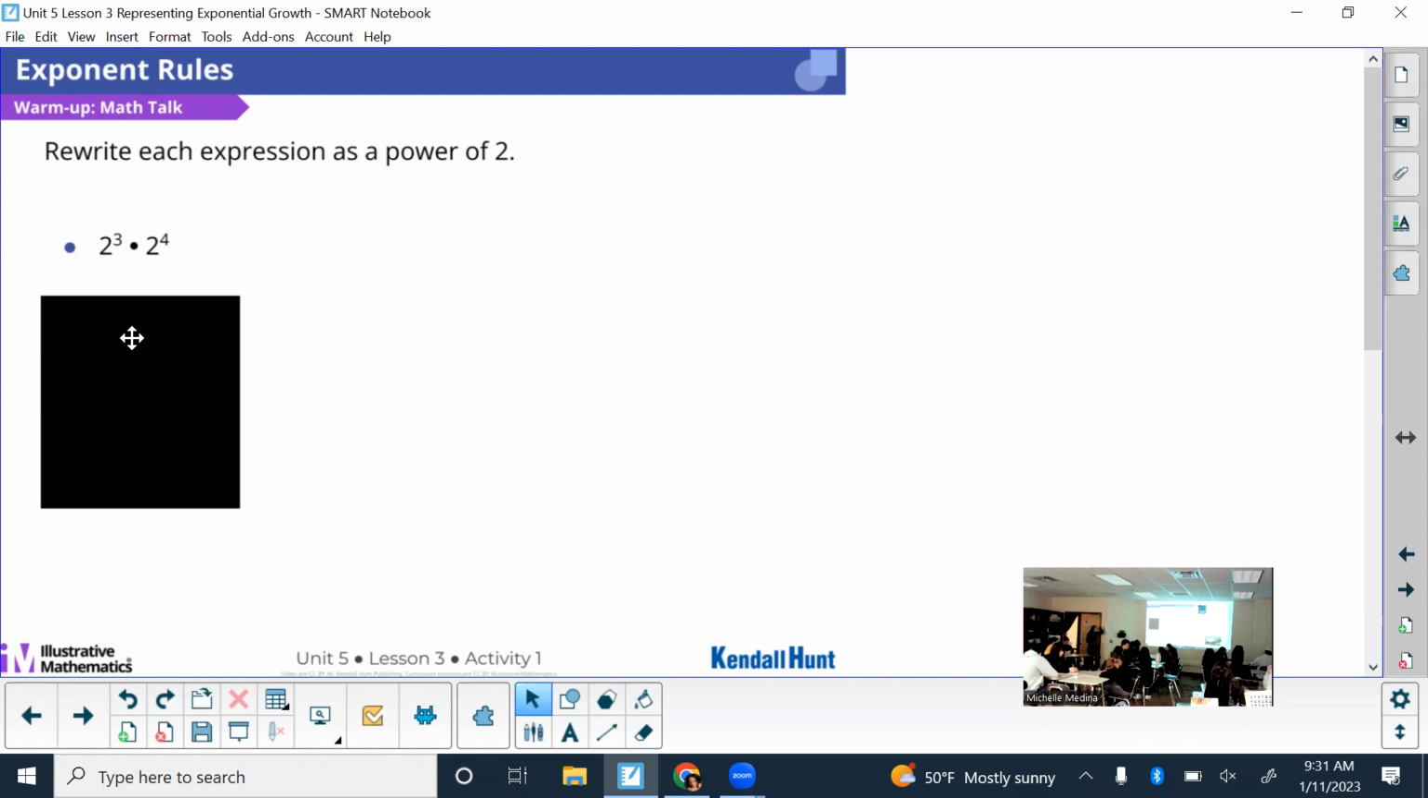All right, so the task today is to rewrite each expression as a power of 2. The first one is 2 to the 3rd times 2 to the 4th. Rewrite it as a power of 2. When you have the answer, put your thumb up.